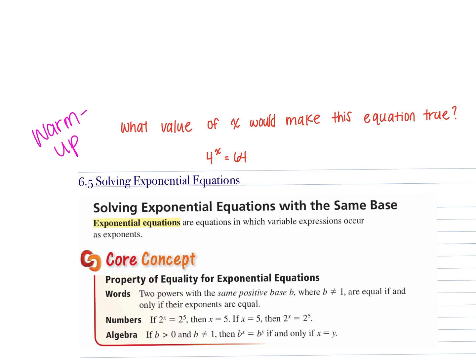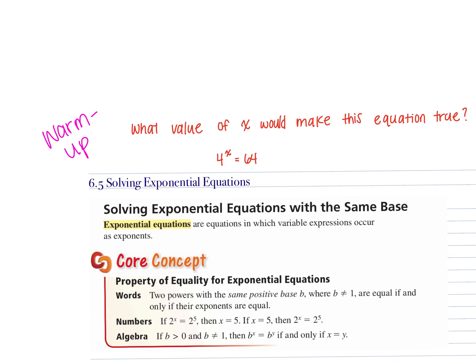them up. What value of x would make this equation true? David? 3. Very good. So 4 to the third power, do you guys agree that is also equal to 64? So x is therefore equal to 3. So what we are doing today is we are solving exponential equations like this one, okay?